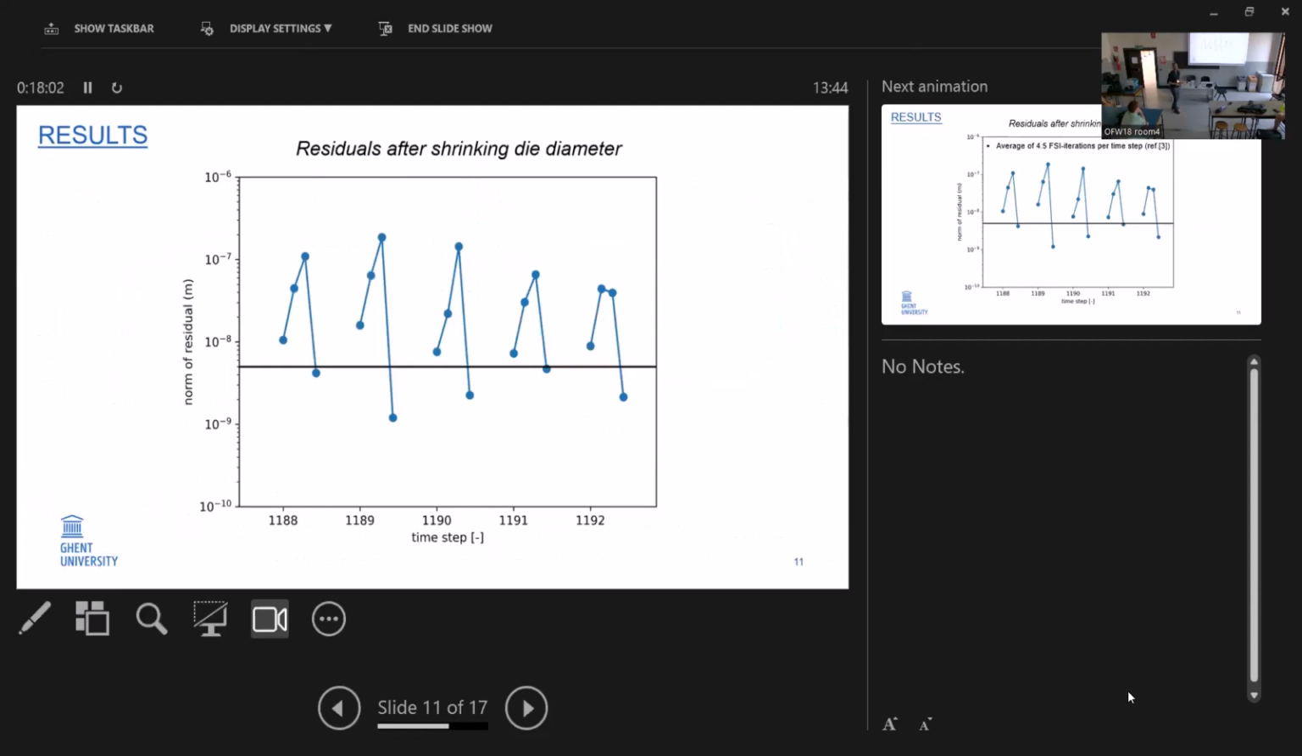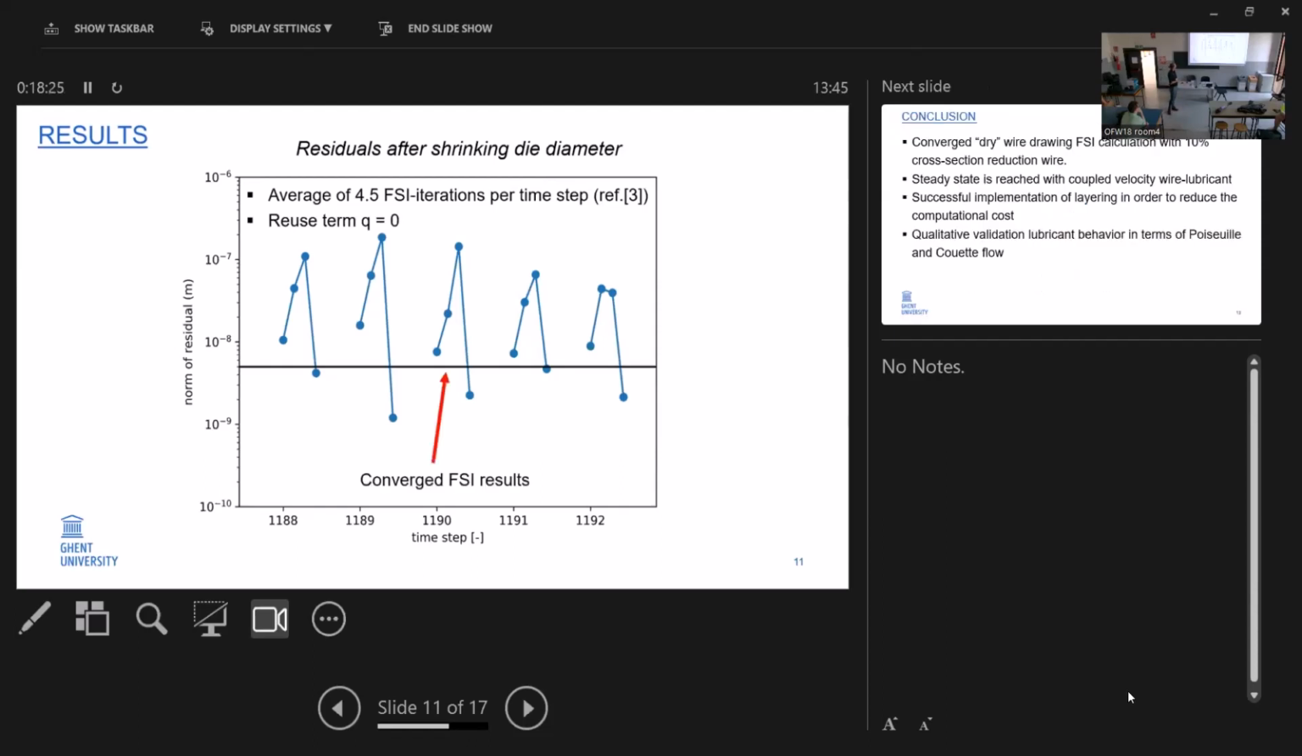Here are some numerical results. As you can see, we are here at the end of the simulation, so at the steady state area. Each blue dot represents a coupling configuration. Over the whole simulation, we had an average of 4.5 FSI iterations per time step. However, our term Q is equal to 0, but that does not affect our results at the moment.